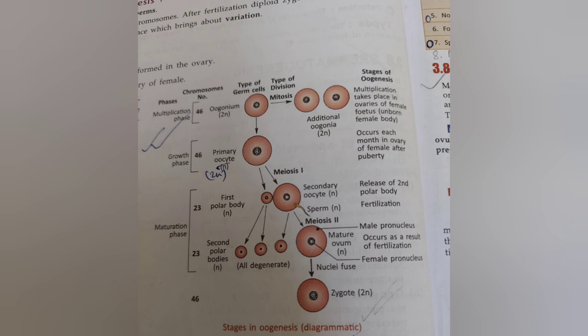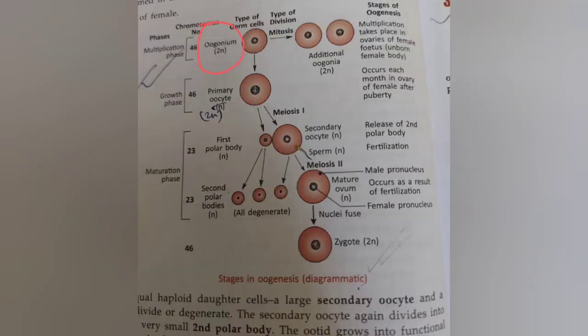Now here you can see that the whole process starts with oogonium. Oogonium is diploid and it then undergoes mitosis. As you can see here, it is written that the diploid oogonium undergoes mitosis to produce additional oogonia, which again are diploid cells. This process of formation of additional oogonia from diploid oogonium is known as the multiplication phase.